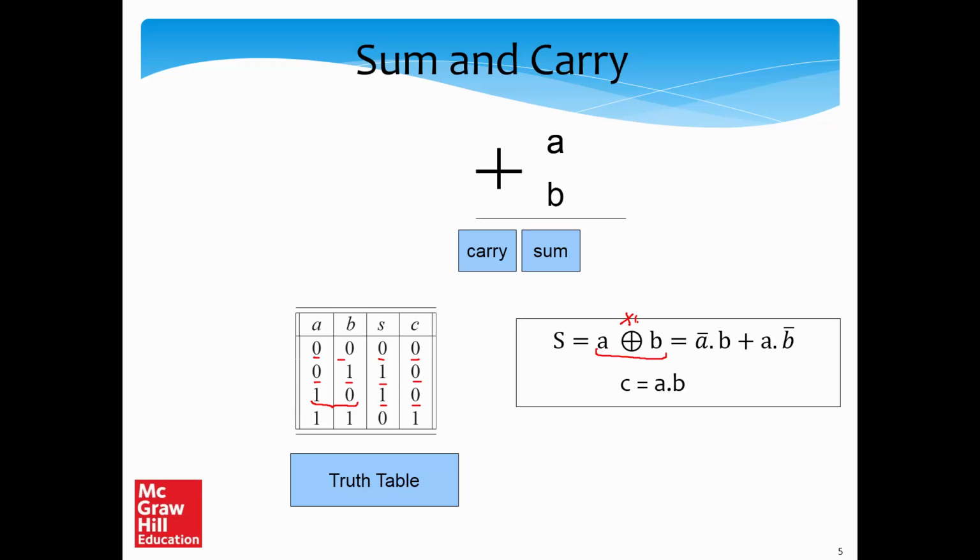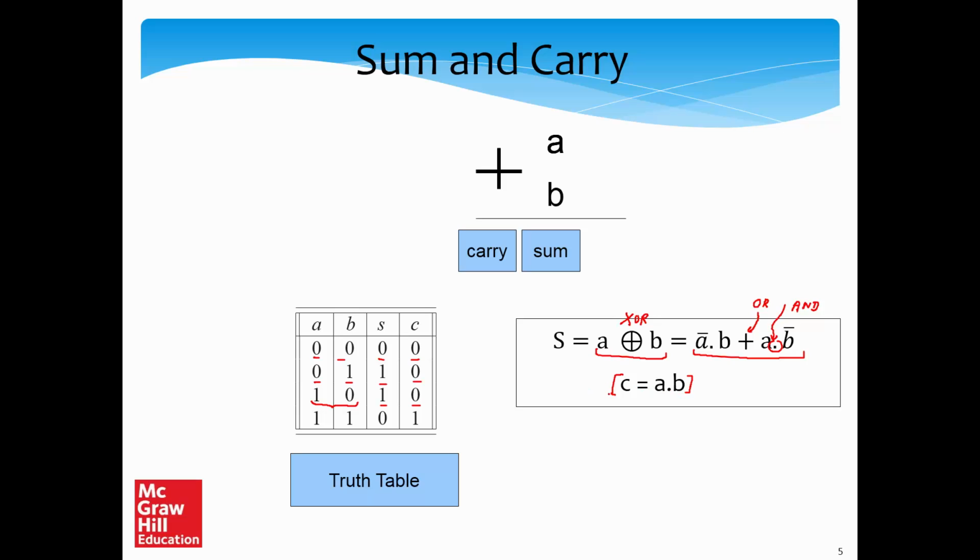It is the exclusive OR operator, which can be expanded to this, where the plus sign denotes the OR operation and the dot sign denotes the AND operation. So it's essentially A complement and B, or A and B complement. So that is the sum, and the carry will happen in only one case, when both A and B are 1. So we can see it is A and B. That is when we'll have a carry.